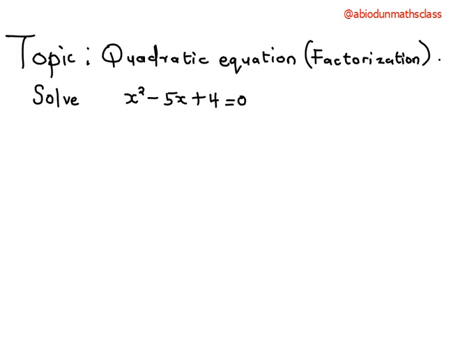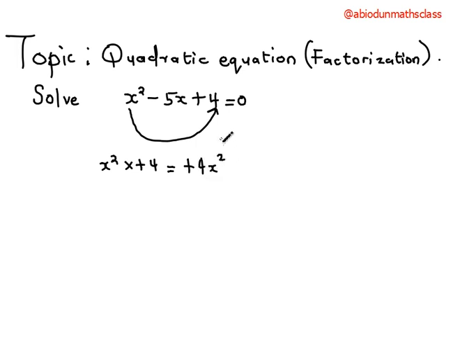Now don't forget that a quadratic equation has two solutions. Because the highest power of the unknown here is 2, you expect it to have two solutions. Using the factorization method, the first step is to use the expression carrying the square to multiply the constant value without x. That will give us x squared times plus 4, so that will give us plus 4x squared.